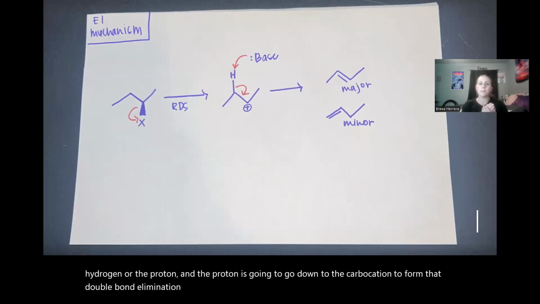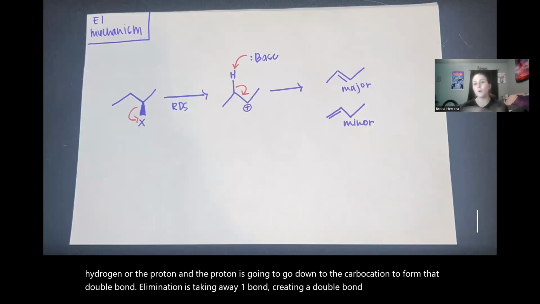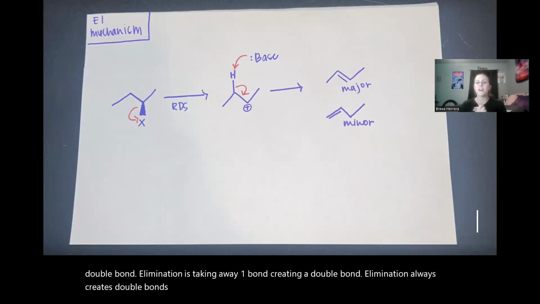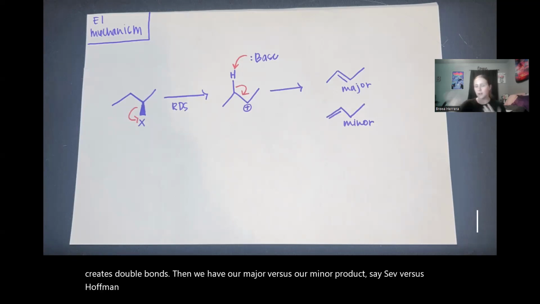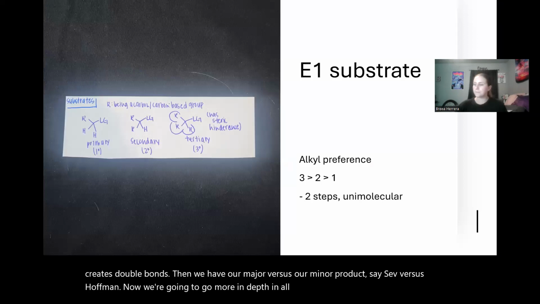Elimination is taking away one bond, creating a double bond. Elimination always creates double bonds. Then we have our major versus our minor product, Zaitsev versus Hofmann. Now we're going to go more in depth in all of that right now.